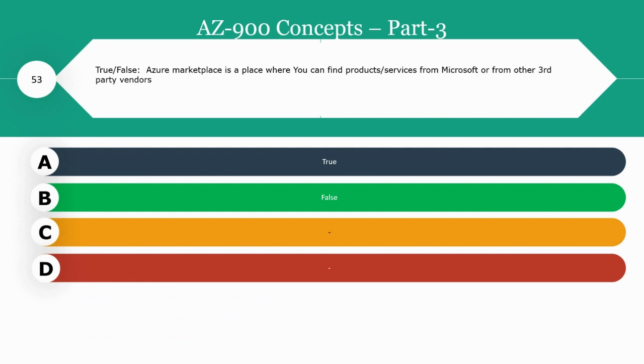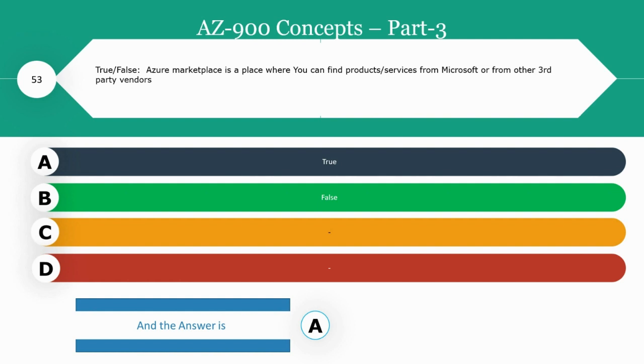True or false? Azure Marketplace is a place where you can find a product or services from Microsoft or from third-party vendors. Is it true or false? The right answer would be option A, that is true. Azure Marketplace is an online store that contains thousands of IT software applications and services built by industry-leading technology companies. In Azure Marketplace, you can find, you can try, and then if you are okay, you can go for purchasing it and deploy the software and services you need to build new solutions and manage your cloud infrastructure.